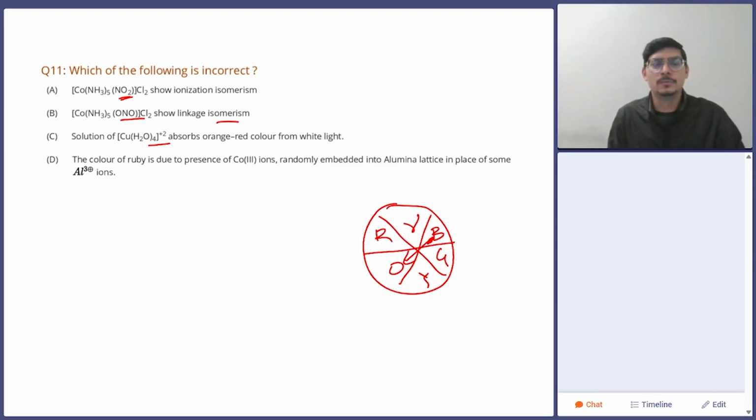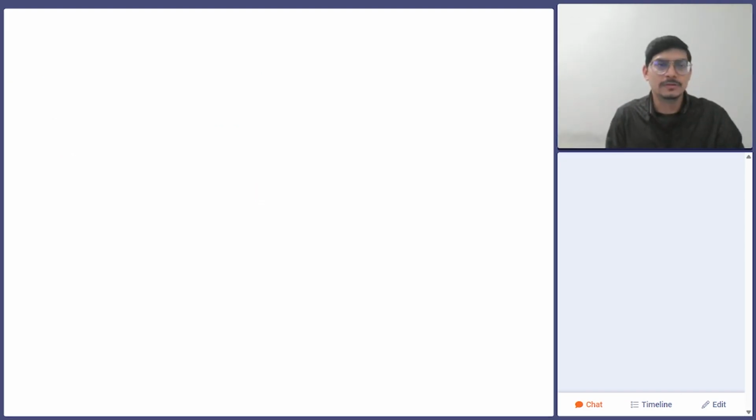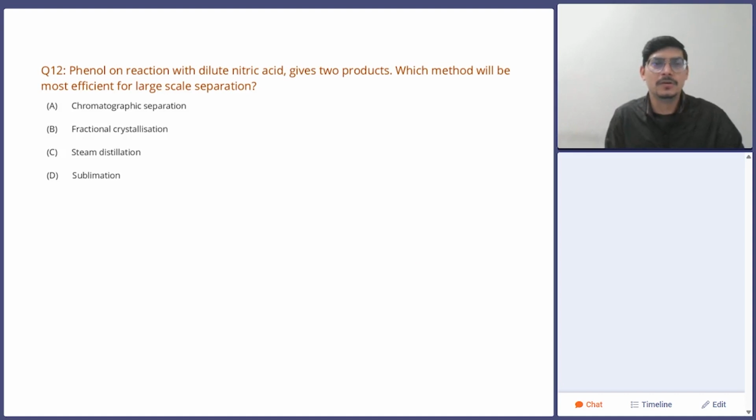The statement is that the color of ruby is because of the presence of cobalt 3 plus ion. So this is incorrect. It is not because of cobalt 3 plus ions. It is because of the presence of chromium 3 plus ions, right? So that's the factual question. So this is incorrect. Okay. Moving to the next question, question number 12. Phenol on reaction with dilute nitric acid gives two products. We know that it gives ortho and paranitrophenol, and orthonitrophenol, because of intramolecular hydrogen bonding, is steam volatile. So they can be separated by steam distillation, right? So the correct answer here is option C.